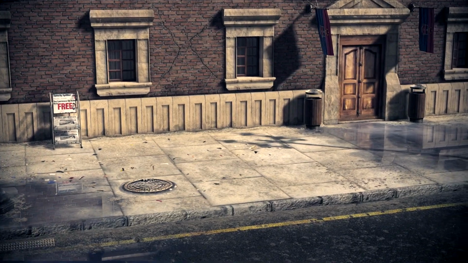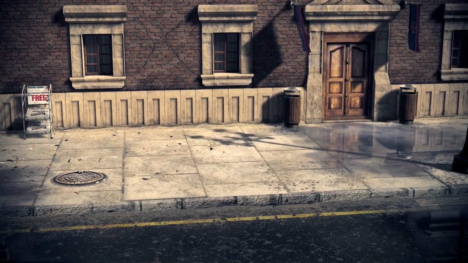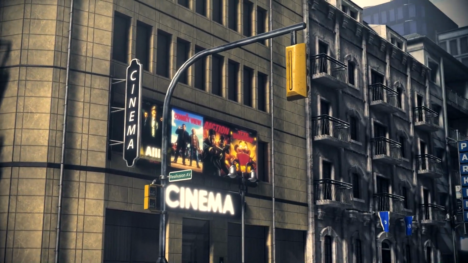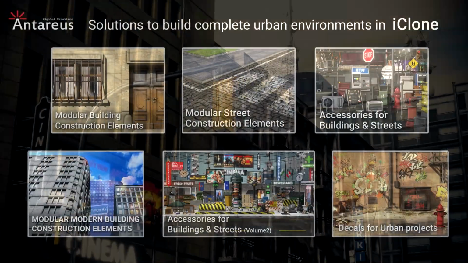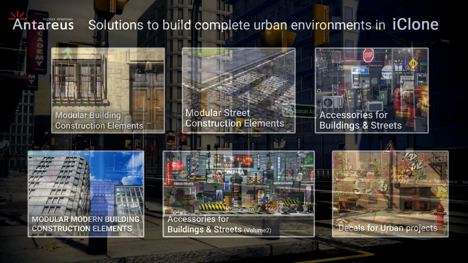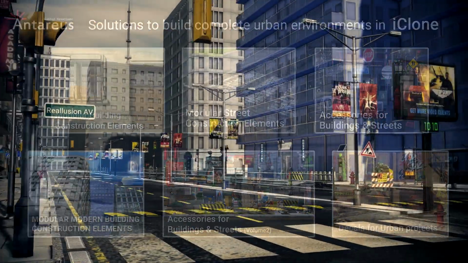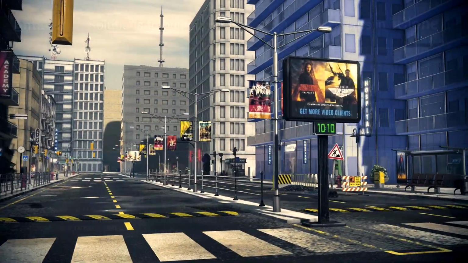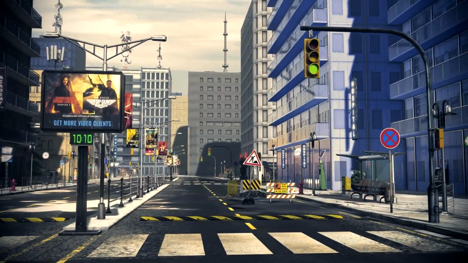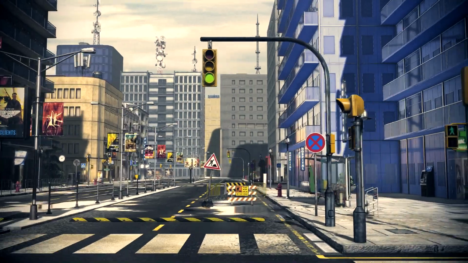Although the props of this pack can be used in any kind of project, they have been designed and optimized to work in combination with our other urban construction packs. Remember that there are 2 bundles, and 1 mega bundle, to get all the building modules, streets, sidewalks, accessories and decals, with a reduced price. They provide a complete modular solution to build infinite variations of urban environment inside iClone.